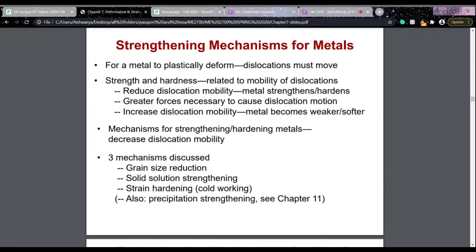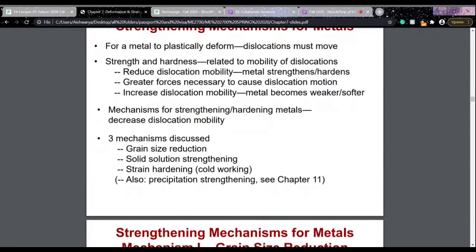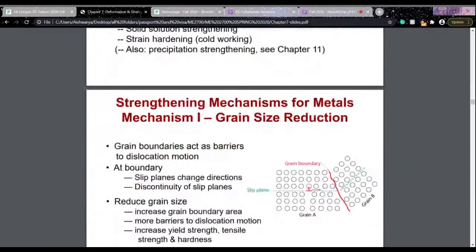The mainly used strengthening mechanisms in the case of metals are grain size reduction, solid solution strengthening, and strain hardening. This strain hardening is also called cold working. So first let us see grain size reduction.